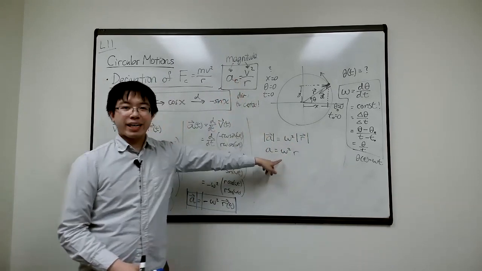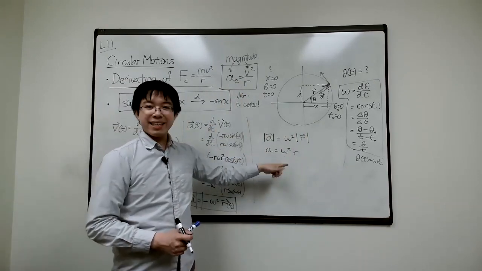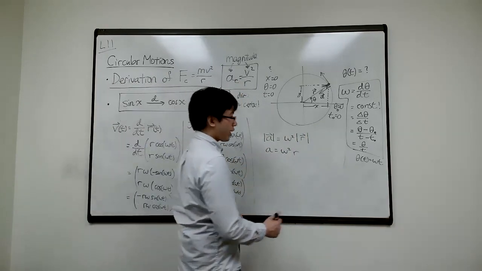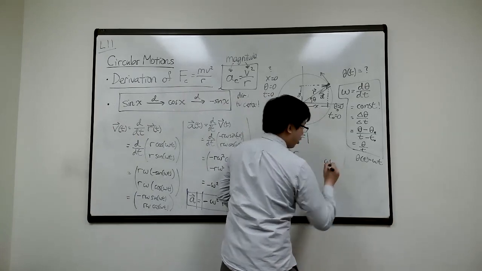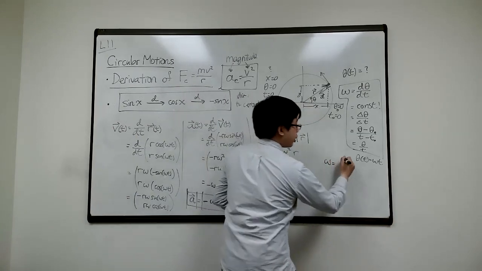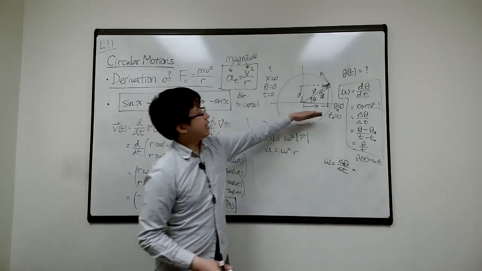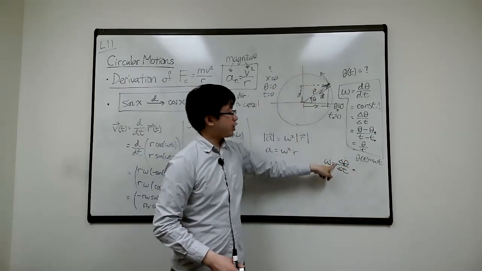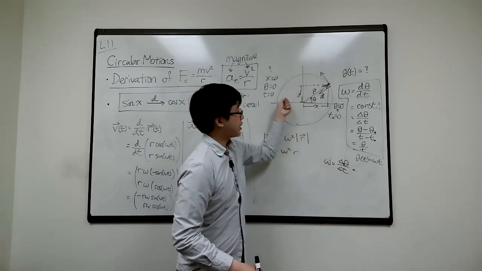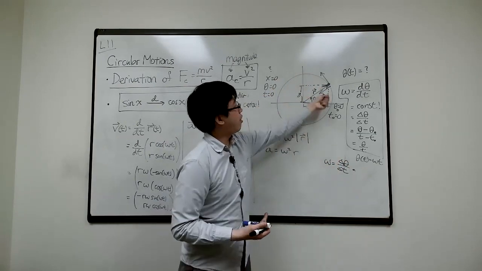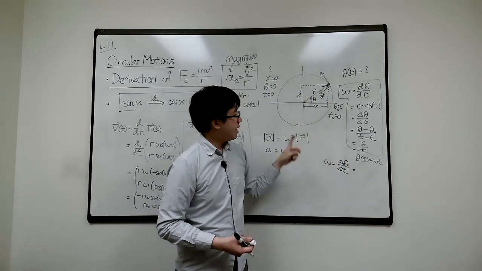Can we get rid of the omega because we're not that comfortable with it? Let's replace it with something we're more comfortable with. Well, omega is how much angle it travels in how much time, and it's a constant. We know that the angular velocity, the angle it travels per unit time, is going to be constant. That's our definition of uniform circular motion.